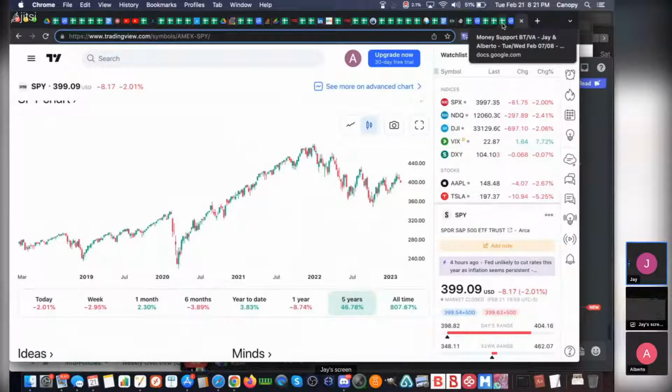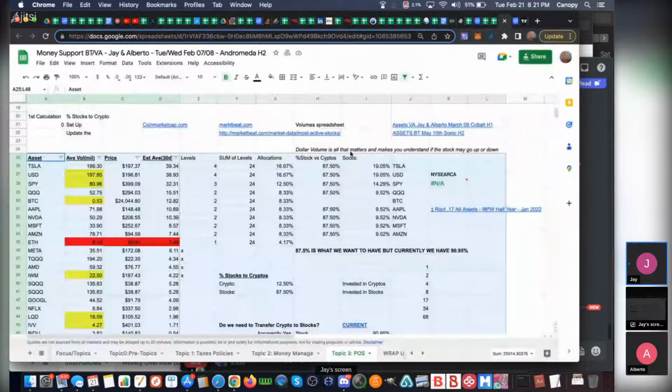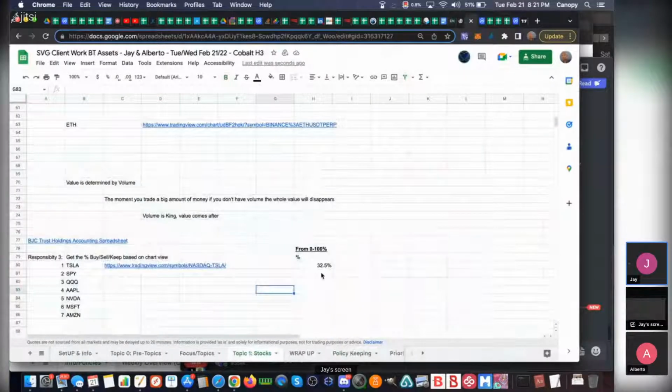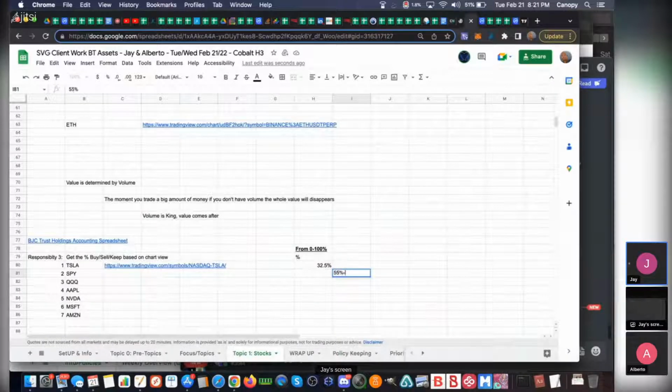I would go anywhere from like 50% to 60 to like 75, even 80%. That's where I'm at. So I'm at 55% to 85%. Oh, and let me get the link.